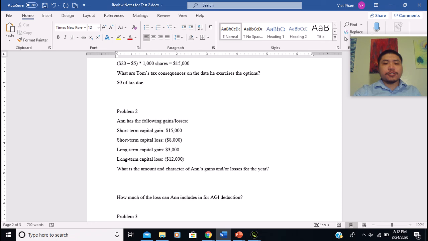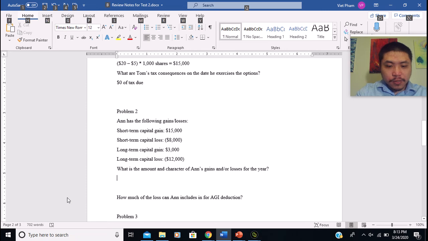For the first question, remember, now we have to do the netting process. The netting process is pretty straightforward. First, based on the character of the gains and losses, we have to group them together and net them together first. So first let's work on short term. Here we have short-term capital gain of $15,000 and short-term capital loss of $8,000. So the net of that is going to be how much?